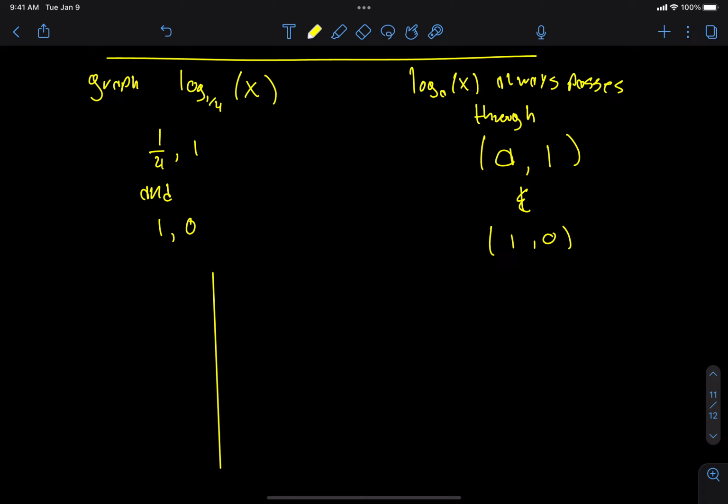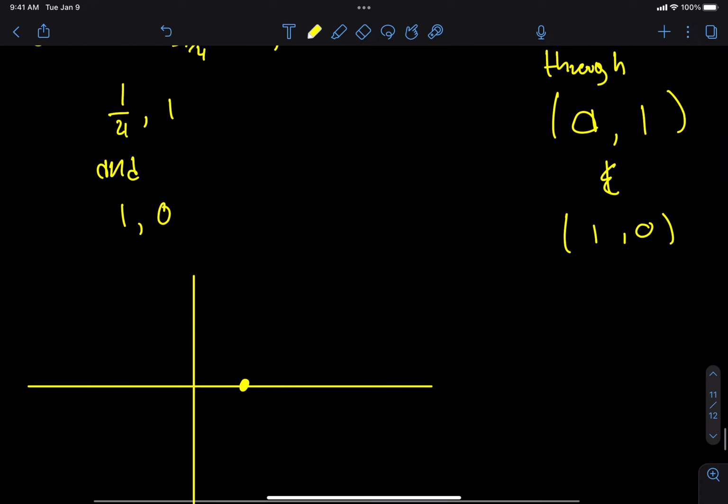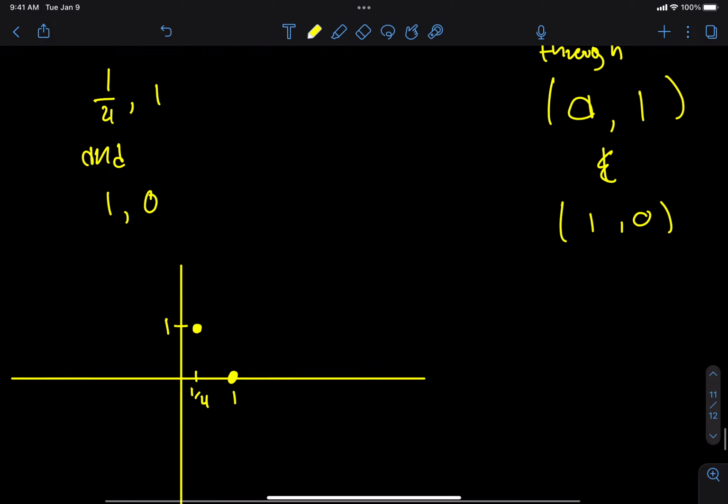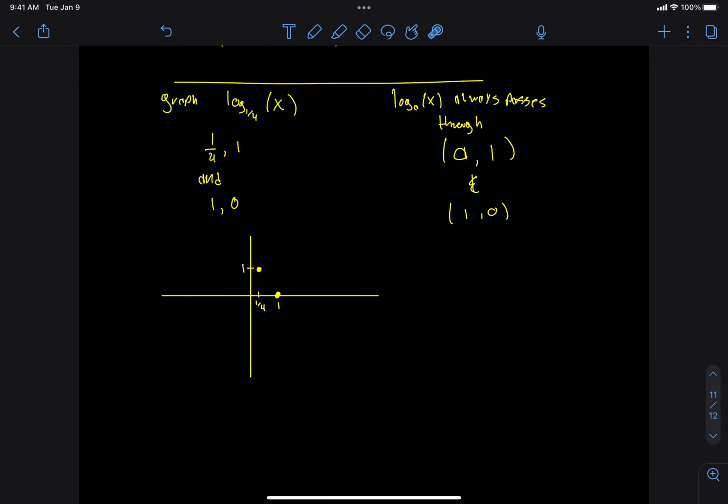So let's see what this is gonna look like. So here's the point 1, 0. And 1/4, comma 1 is like here. This is 1, so this is 1/4, and this is 1. Okay, so we know we have these 2 points being passed through by this logarithm. Now, normally logarithms look something like this, don't they? What's up with this? We got a point up here for some reason. Why is that?